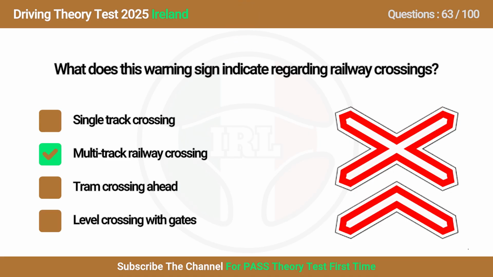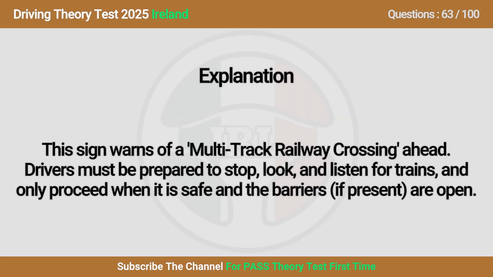Answer is B. Railway crossing. This sign warns of a railway crossing ahead. Drivers must be prepared to stop, look, and listen for trains, and only proceed when it is safe and the barriers, if present, are open.